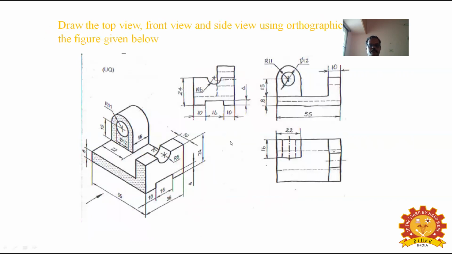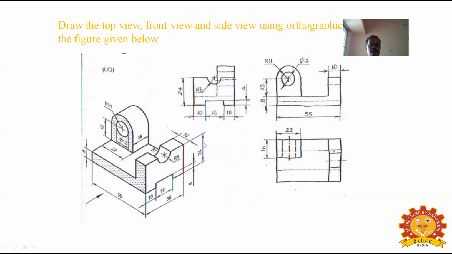This drawing is very simple and easy to understand. So on this left hand side view, the arrow mark indicates it is the front view. So you see, what are the overall dimensions? It is 55 by 36. These are the overall dimensions.